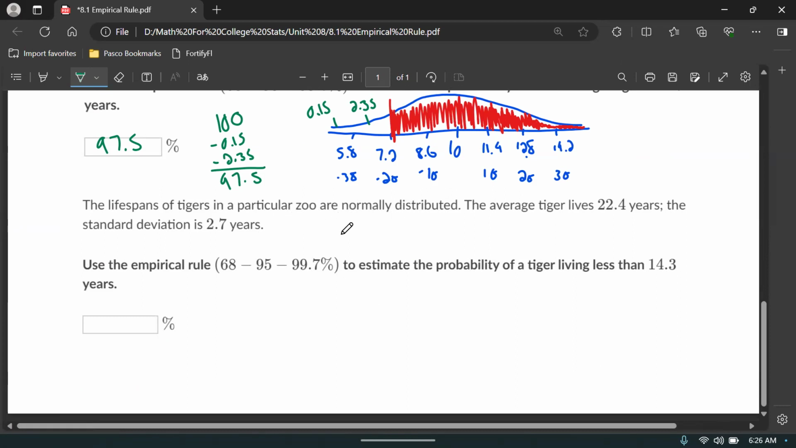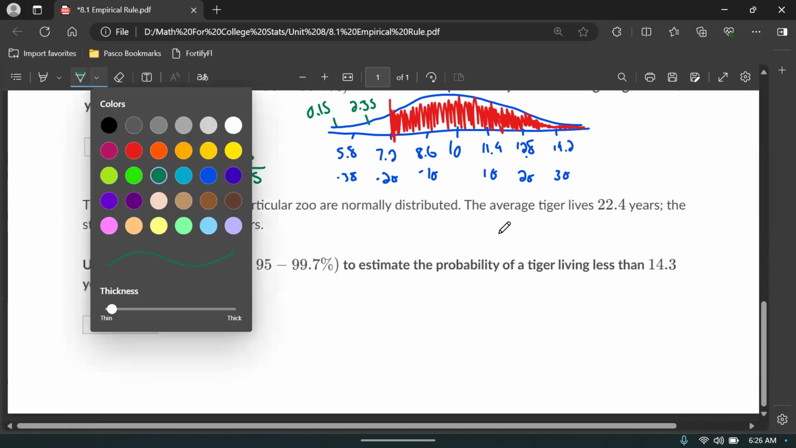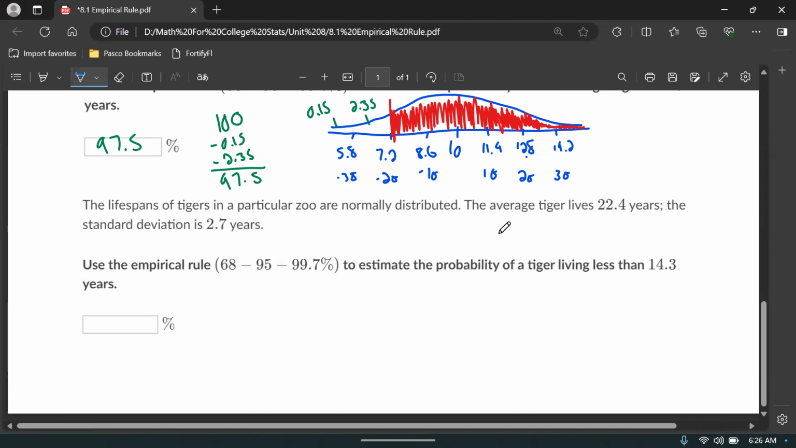We have lifespan of tigers in a zoo. Okay, cool. Average tiger lifespan is 22.4. So let's draw this out again. So 22.4 is our average, so that'll be in the middle. And standard deviation is 2.7. So we have 22.4 plus 2.7, we have 25.1. Plus 2.7, we have 27.8. And then we have 30.5.